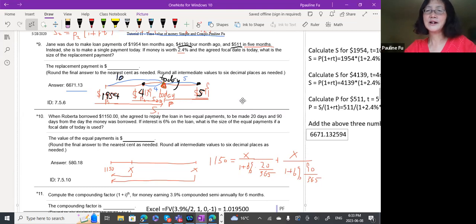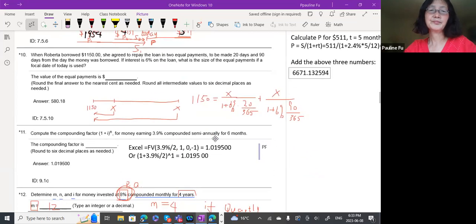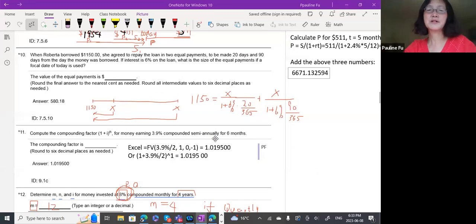Okay, shall we go to question 10? Question 10 is also an equivalent question. When Roberta borrowed $1,150, she agreed to repay the loan in 2 equal payments to be made 20 days and 90 days from the day the money was borrowed. If interest is 6% on the loan, what is the size of the equal payment if a focal day today is used?